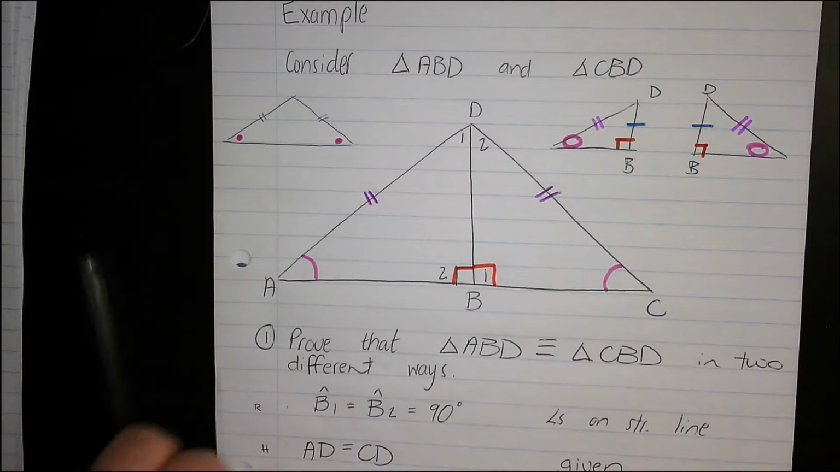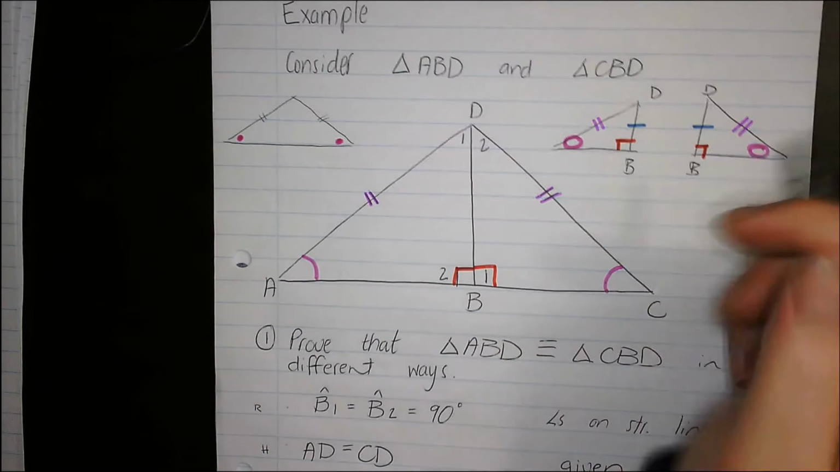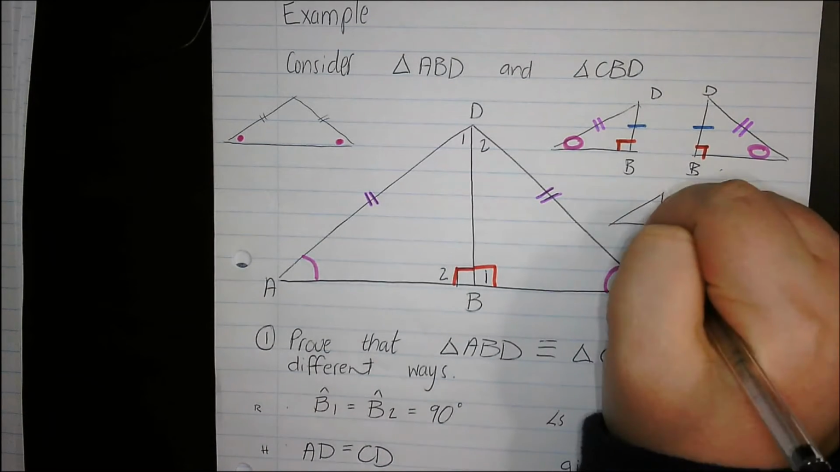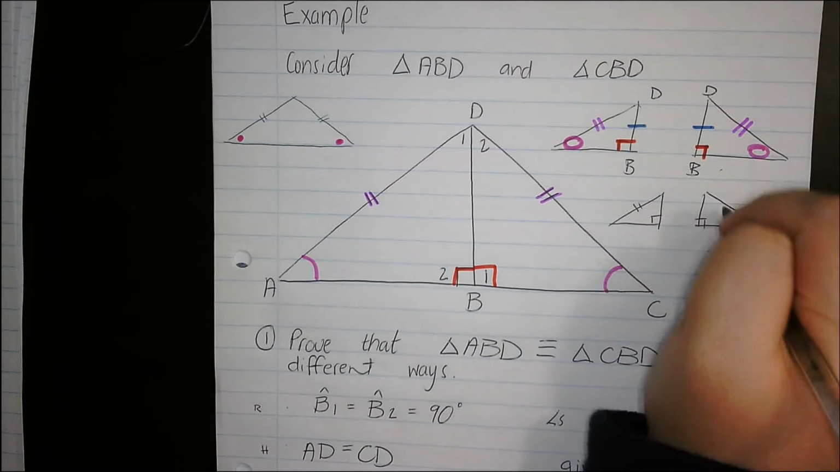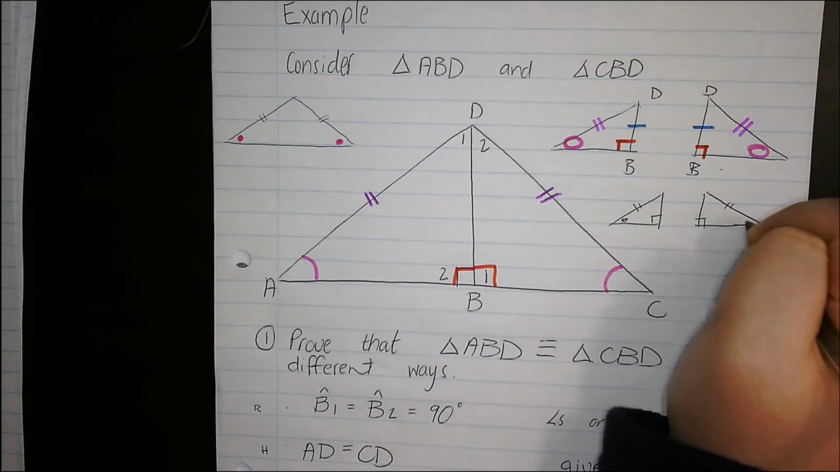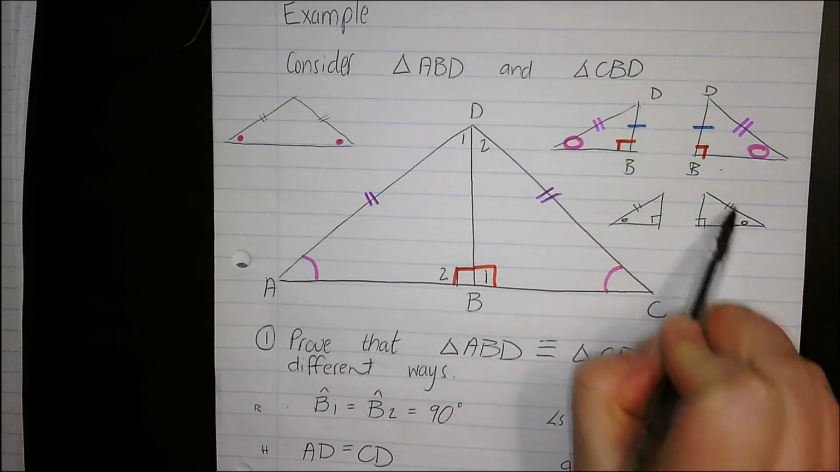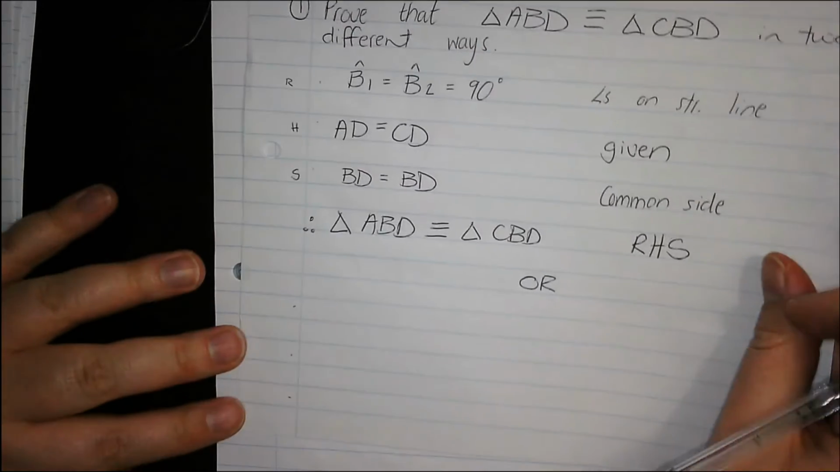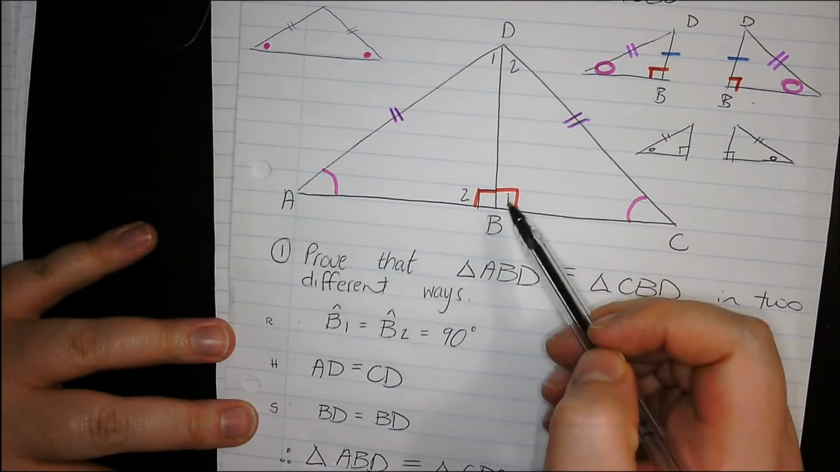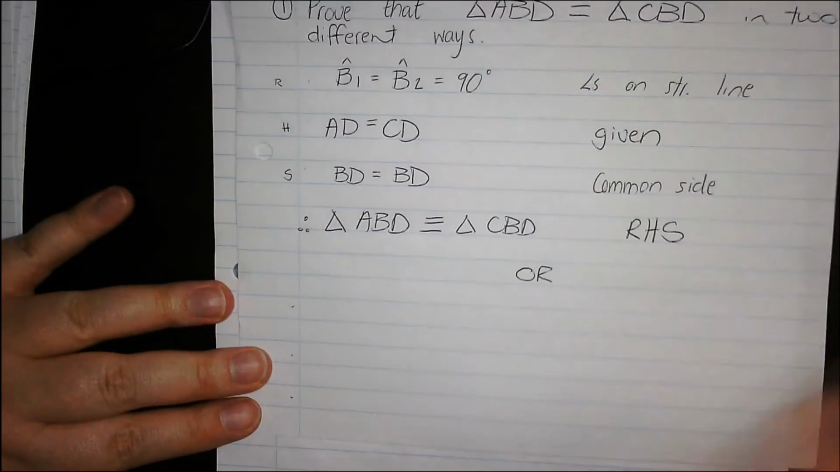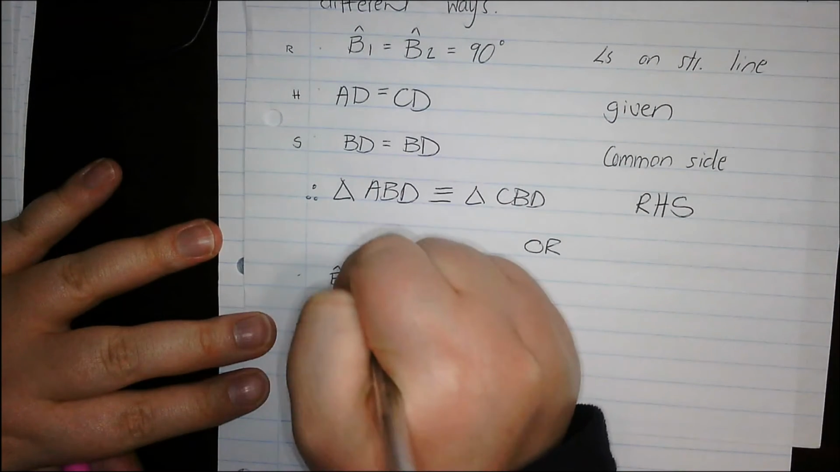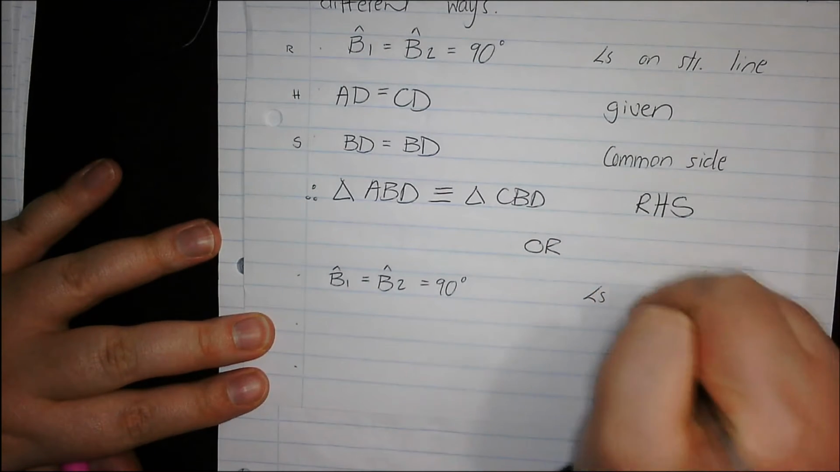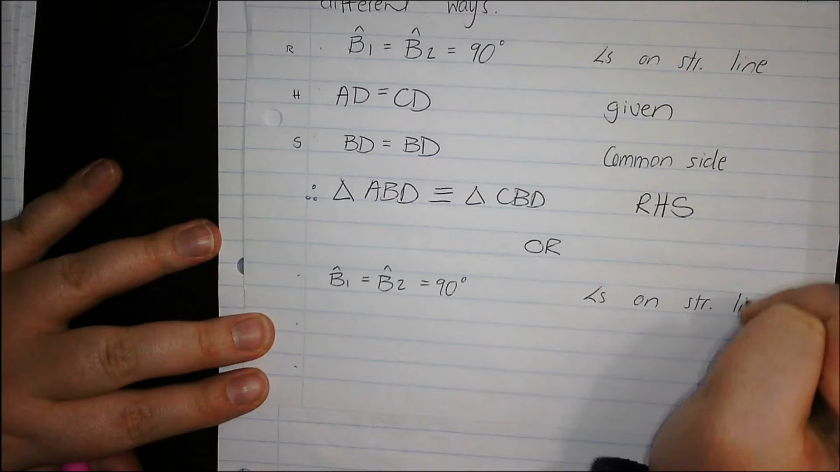Okay. So now in the two triangles, and I'm just redrawing them so I can indicate to you what I'm using for this one. We have right angle, side, side, and another angle. So this is side angle, angle. Okay, so how am I going to write that? Well, we said that angle B1 is equal to angle B2, because they're both 90 degrees, they're angles on a straight line.